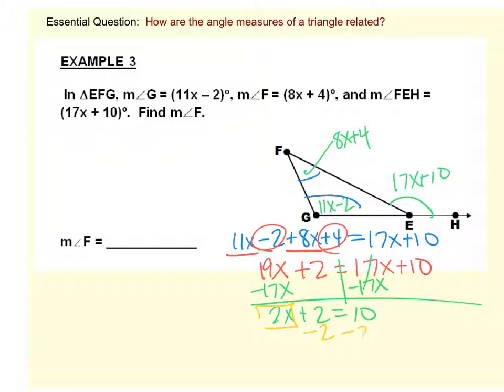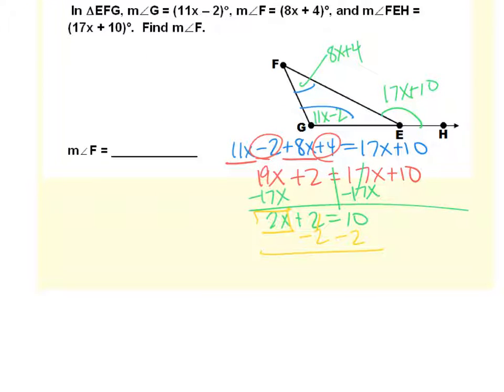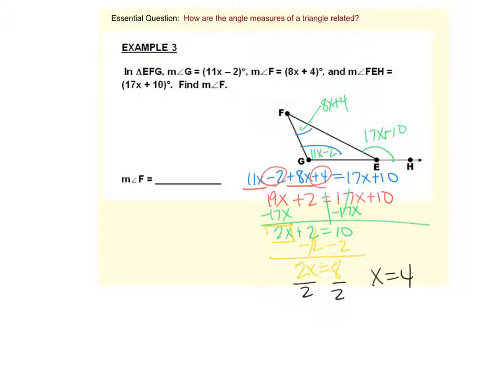Keep solving for x. So 2x equals 8. So x would equal 4. So again, I've labeled my picture because the pictures are super helpful. And then I have said the two inside angles added together would equal the one outside angle.